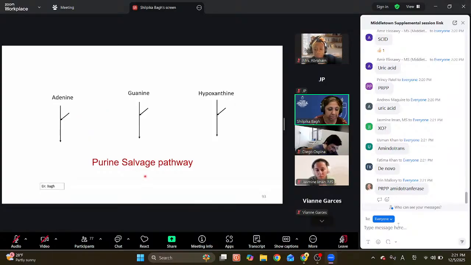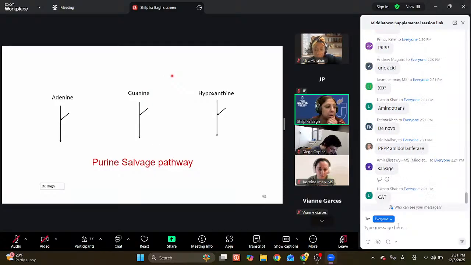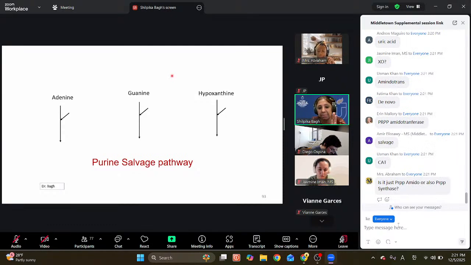So is this purine salvage, purine catabolism, or purine de novo synthesis? What are we doing then on this slide? So every pathway is different, right? They have different enzymes, they have different clinical conditions.